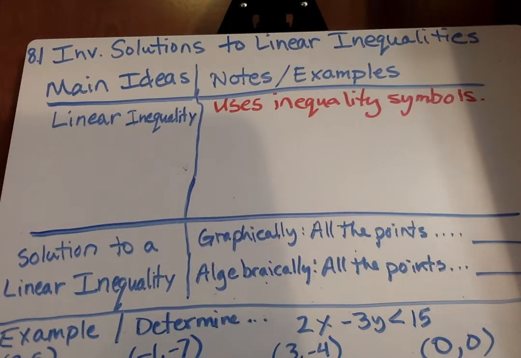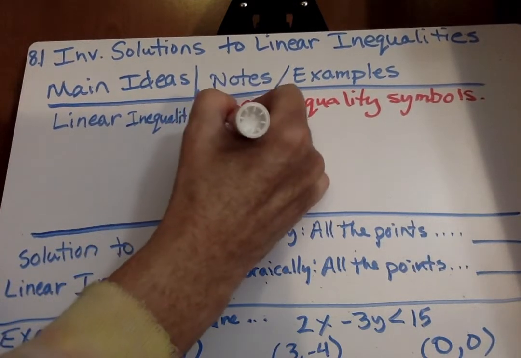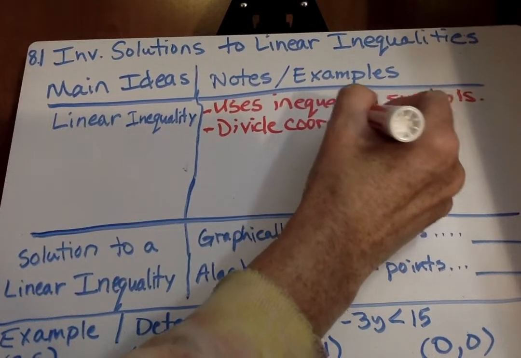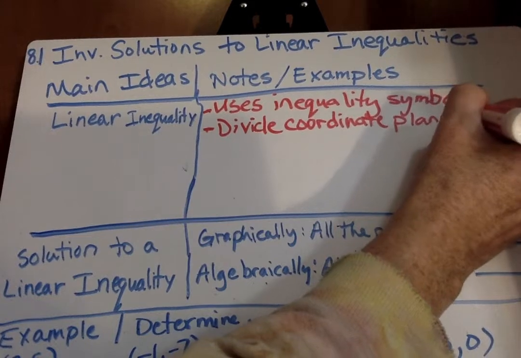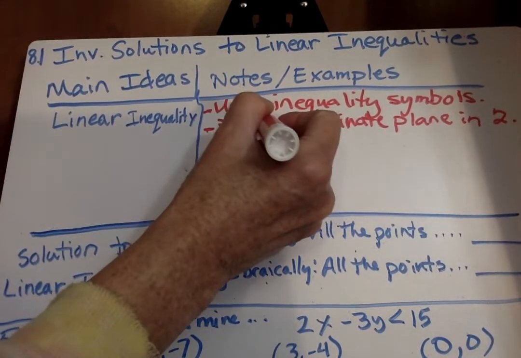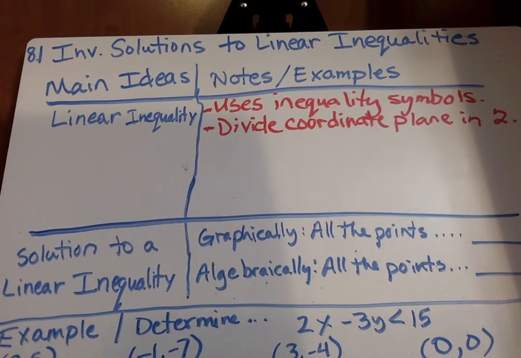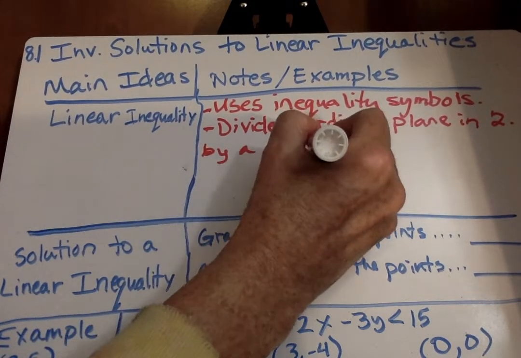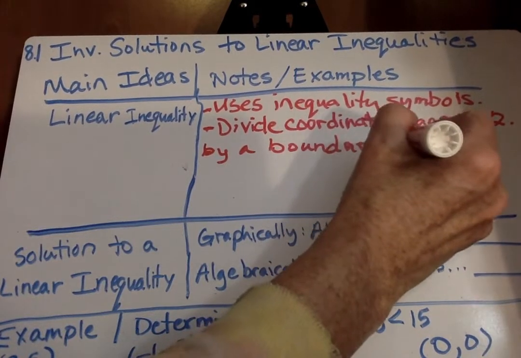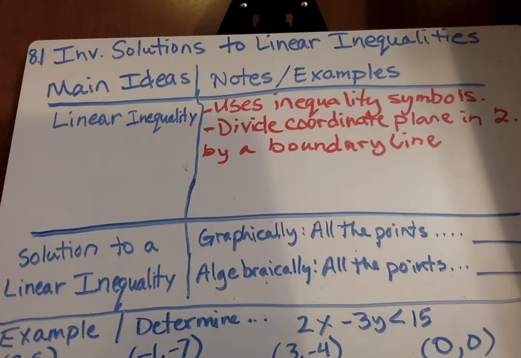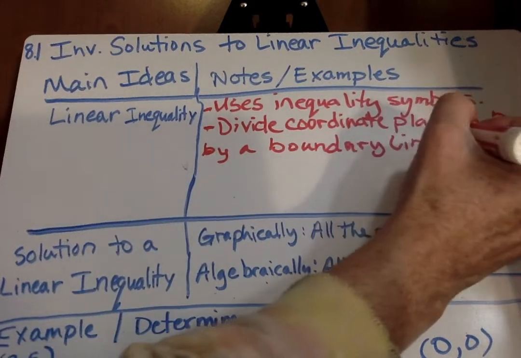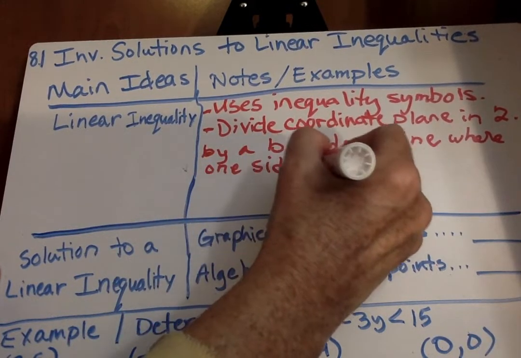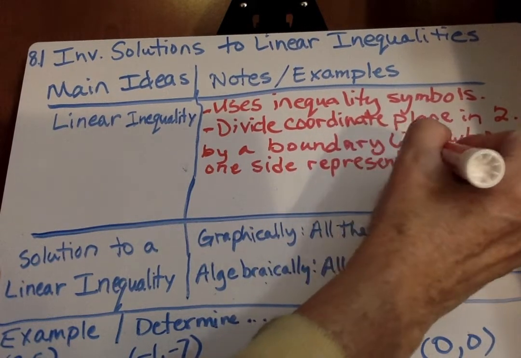Linear inequalities divide the coordinate plane in two by a boundary line, where one side represents solutions.